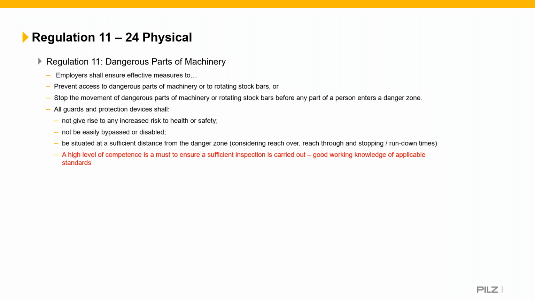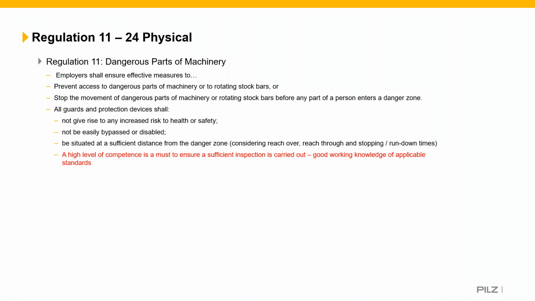So we need to ensure that we can prevent access to dangerous parts. We can stop the movement of any dangerous parts before somebody gets into a danger area. We need to ensure that the guards that are implemented don't give any increased risk to health and safety. They can't be easily bypassed or disabled, and they're at a suitable distance away from the danger zone. So things like the positioning of light curtains, scanners, sensors, etc., to ensure that the equipment can be brought to a safe state when those devices have been activated.